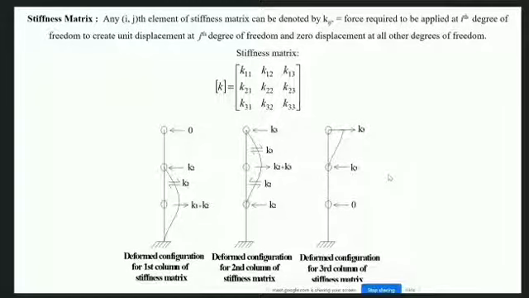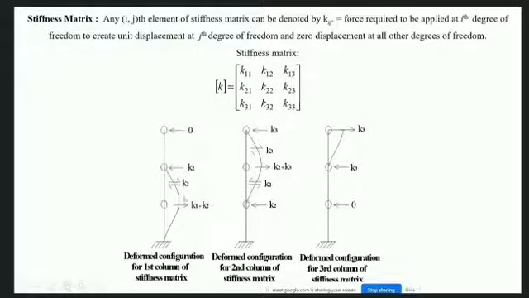And this is how the stiffness matrix was generated. And we explained this, that any ijth element of the stiffness matrix can be denoted by Kij, which is the force required to be applied at ith degree of freedom to create unit displacement at jth degree of freedom. If you talk about K21, that means it is the force required to be applied at second degree of freedom to create unit displacement at first degree of freedom. So this is the meaning of K21, and zero displacement at all other degrees of freedom.